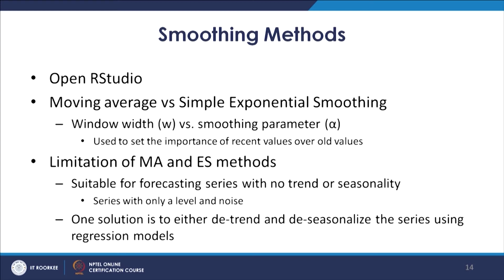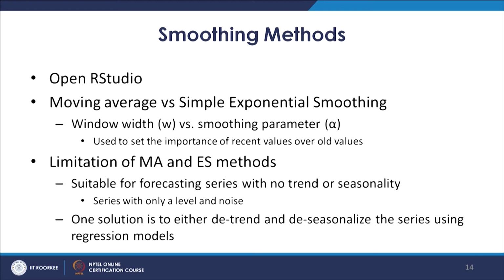If we look at the parameters used in these two types of methods, we use window width W for moving average, and for simple exponential smoothing, we use the smoothing parameter alpha. These are the two parameters specified by the user, and in a sense they set the importance of recent values over old values. Let's look at the limitations of these two methods, MA and ES.